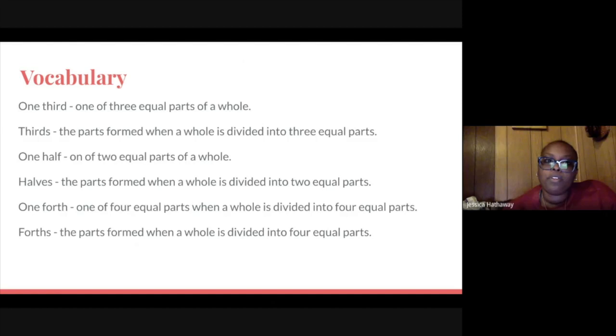So 1/3, one of 3 equal parts of a whole; thirds, the parts formed when a whole is divided into 3 equal parts; 1/2, one of 2 equal parts of a whole; halves, the parts formed when a whole is divided into 2 equal parts; 1/4, one of 4 equal parts when a whole is divided into 4 equal parts; and fourths, the parts formed when a whole is divided into 4 equal parts.